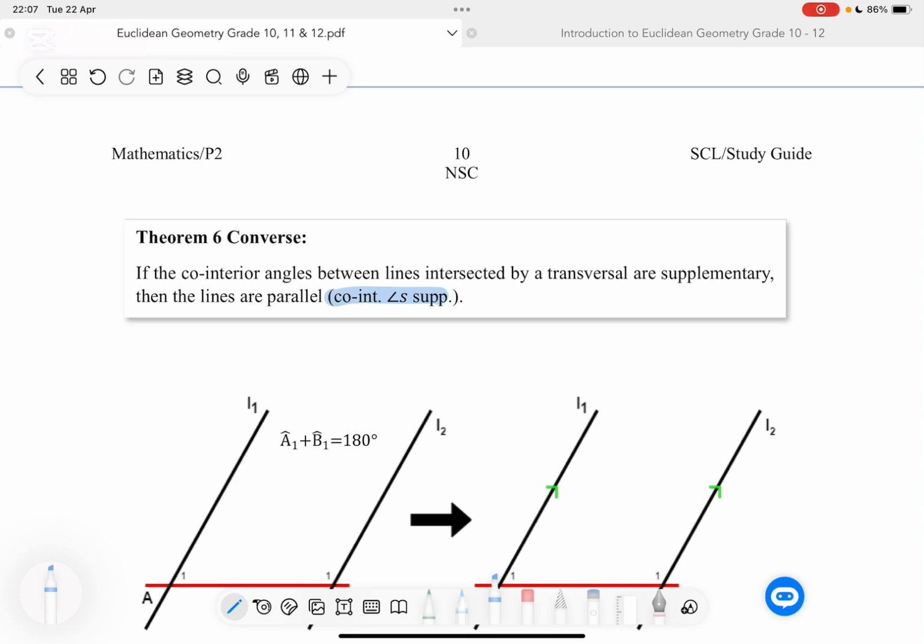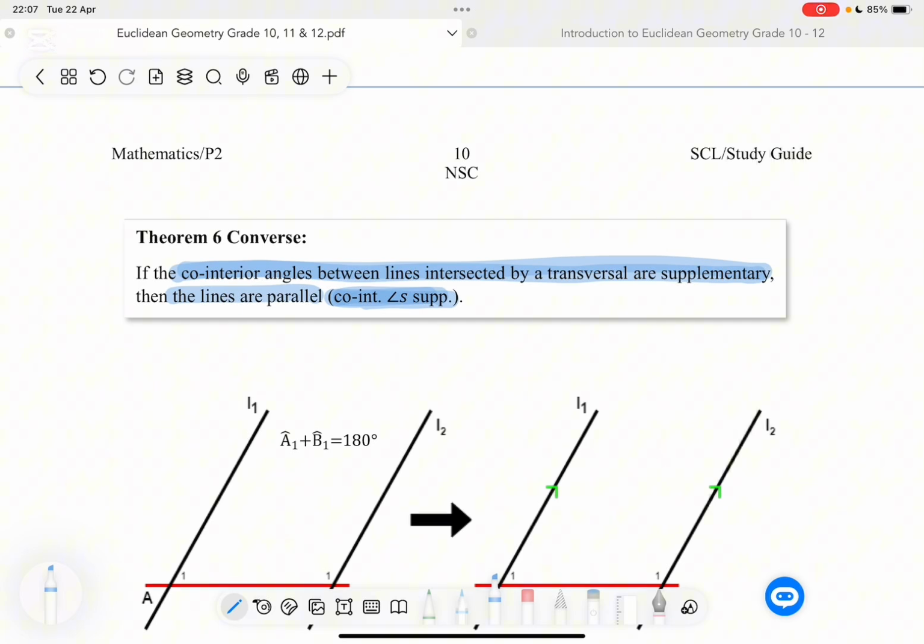Remember that this short way of writing a theorem is inspired by the A part, meaning by taking the first part of the theorem. The part from here, the co-interior angles between lines are intersected by transversal are supplementary. This is just a short way of writing this whole long thing here. Then our B part, which is the conclusion, says that then those lines must be parallel.